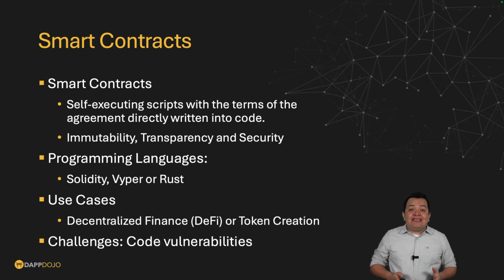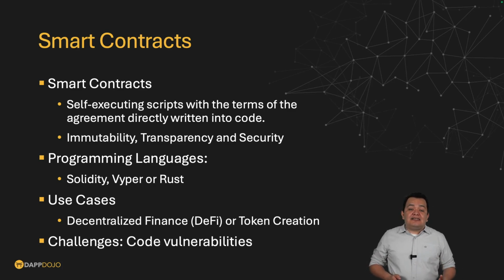Smart contracts facilitate the creation and management of tokens on blockchain platforms. These tokens can represent various assets, from cryptocurrencies to digital assets like virtual real estate or artwork. Token creation through smart contracts enables crowdfunding, tokenized assets, and the development of decentralized applications.